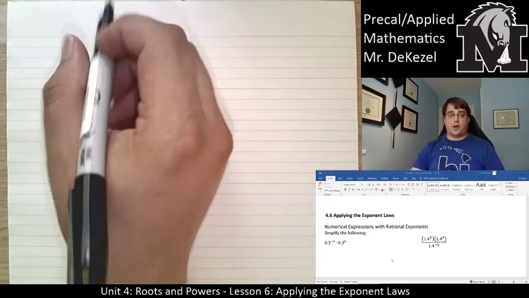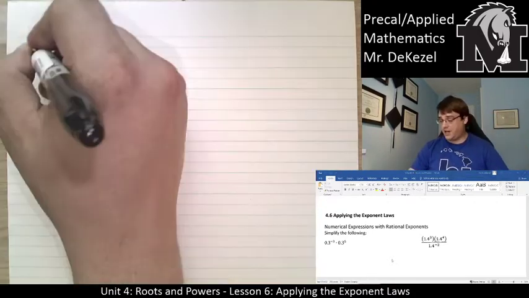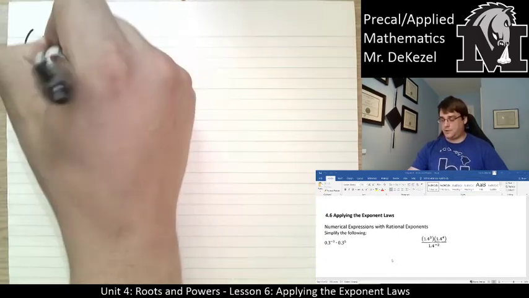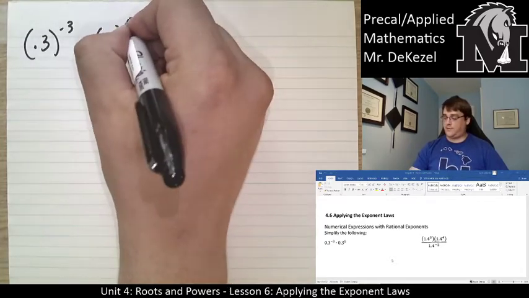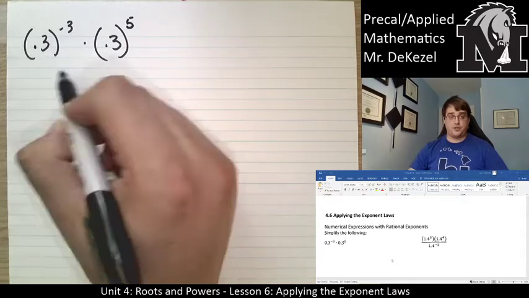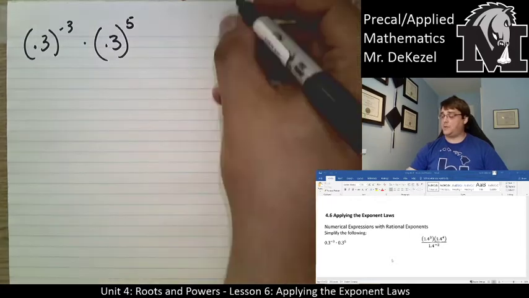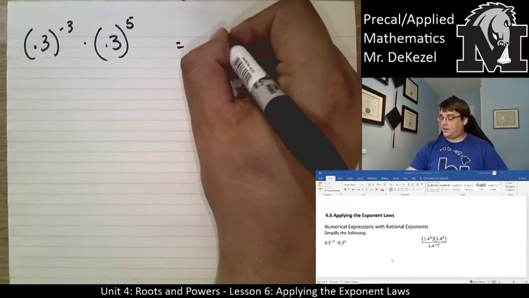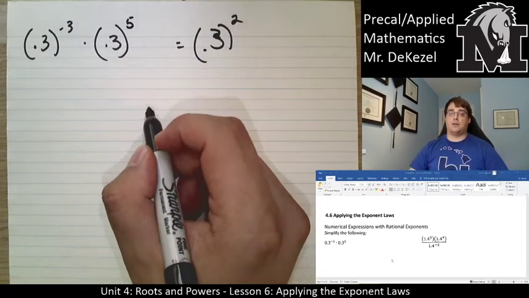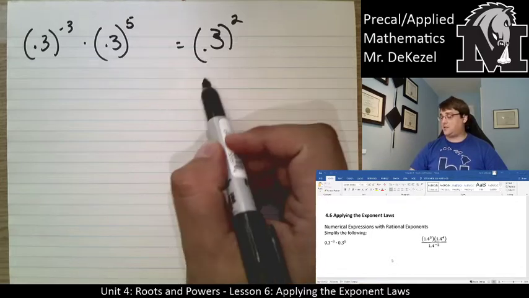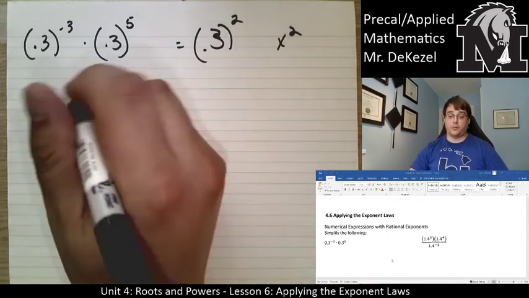We have the problem asking us to simplify the following, and that's essentially what we want to do for all of these. We have 0.3 to the power of negative 3 times 0.3 to the power of 5. When we have two numbers, two variables, two anything with different exponents multiplied together, we add their exponents. Minus 3 plus 5 is equal to 0.3 to the power of 2. And that is what we would leave it as, because we're treating 0.3 like a variable. If it was x, we'd have x squared. That would be all we can do with it.